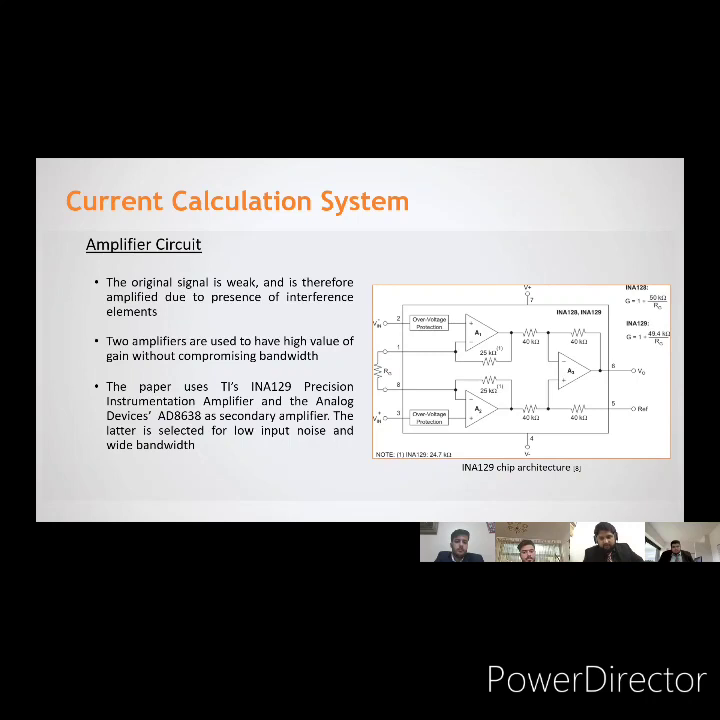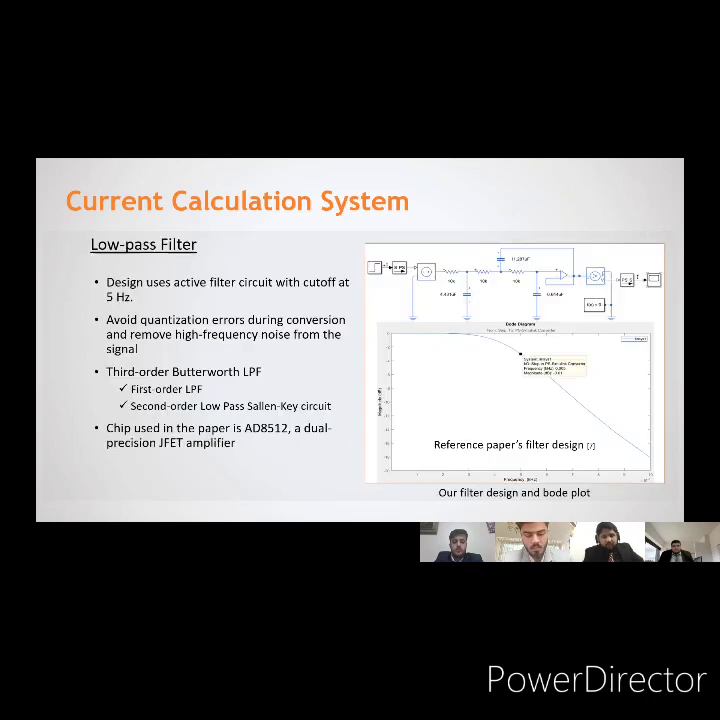Next, we have the voltage part of the circuit. The voltage measurement starts at the amplifier. Since the voltage range is in microvolts and millivolts, we will need to amplify the signal before we start processing it. We are going to be using two amplifiers because using a single amplifier with high gain would limit the bandwidth. We'll be using a precision instrumentation amplifier as our reference paper is using one, and we are also going to be using an AD8638 as a secondary amplifier because it provides low input noise and wide bandwidth, important considerations for our project. Then we have the low pass filter.